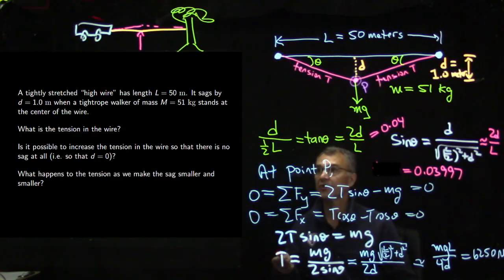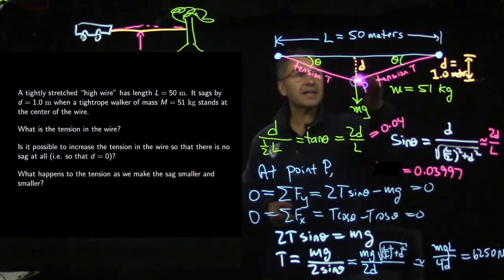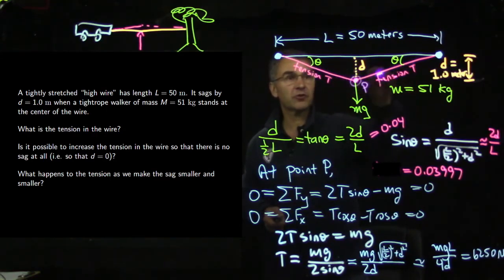We have two more questions here to answer. Is it possible to increase the tension in the wire so that there is no sag at all? In other words, make the tension so big that D is 0. I claim the answer is no, because it is the fact that D is non-zero which allows us to have a vertical component of this force created by the tension, and that vertical component is what offsets the weight. So if there were no sag, there would be no vertical component, and you need the vertical component of the tension, or maybe 2 copies of the vertical component of the tension, to balance the weight. So you see, if it didn't sag, it would have no way to balance the weight.